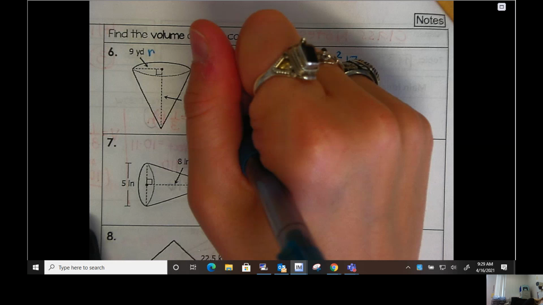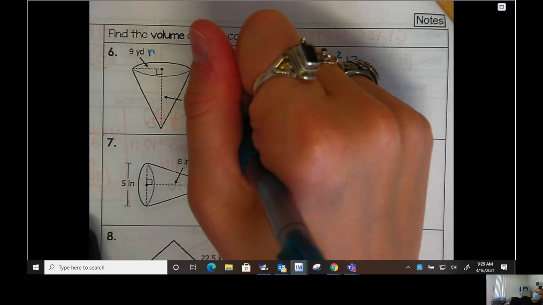Now, what's the height of this problem? There's no height. Why not? Why isn't 22.5 the height? It's the hypotenuse. It's slanted. Yes. Number 15. All right. So we don't know the height. I'm going to put an H there.